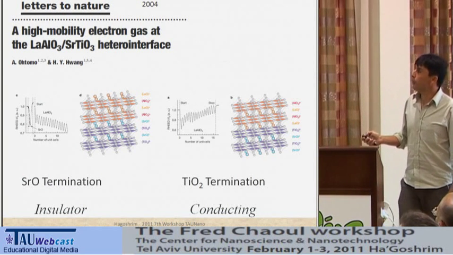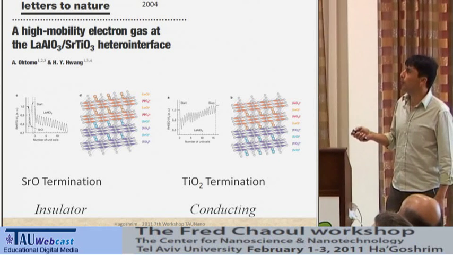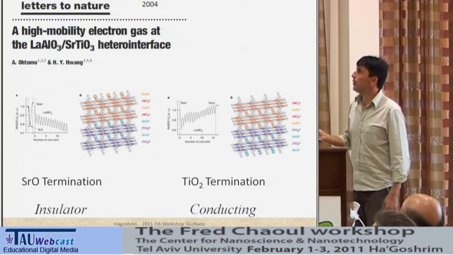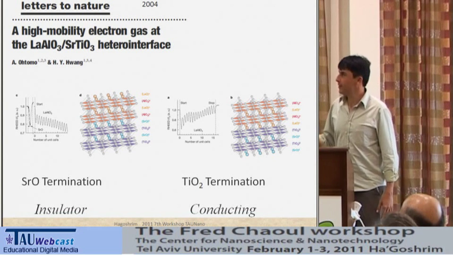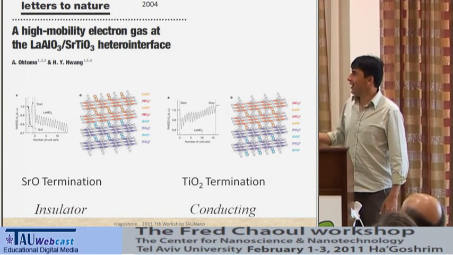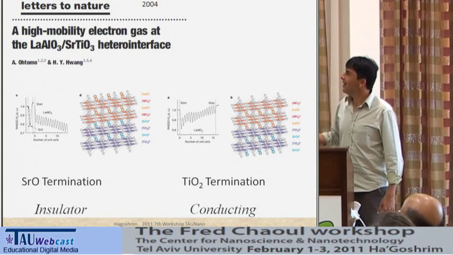And this is the system that we are studying. It was discovered in 2004 by Ohtomo and Harold Hwang, now at Stanford. He was American initially, but then he moved to Japan, and then came back to Stanford.